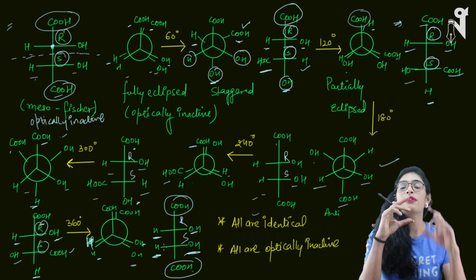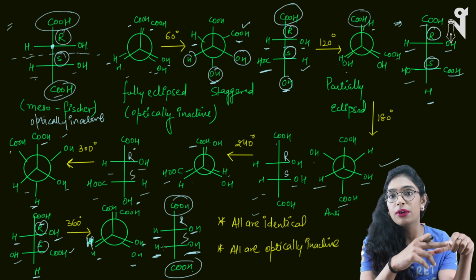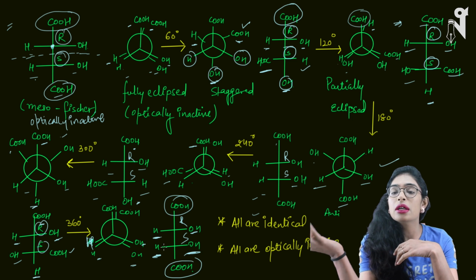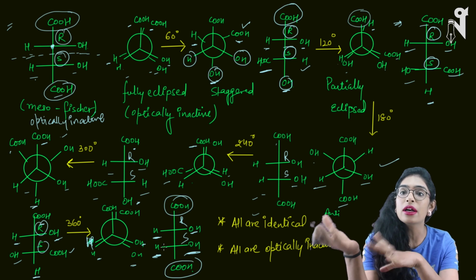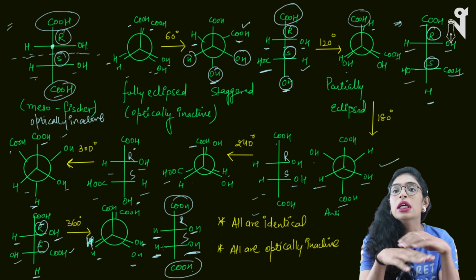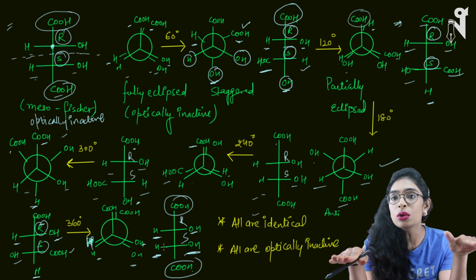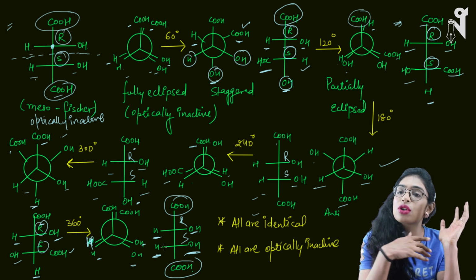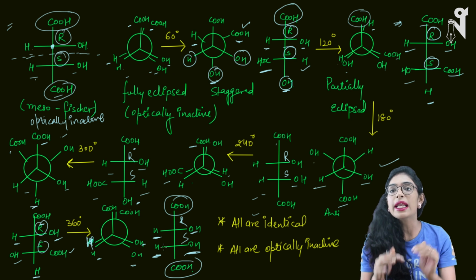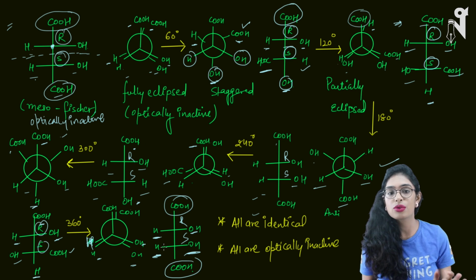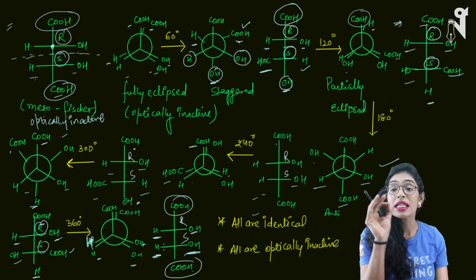So if a compound's Fischer projection has been given, no matter whether you write it in eclipsed form, staggered form, or whatever form, if the molecule is meso and optically inactive, the rest of all the representations are also going to be meso and optically inactive, no question about it. So we have seen a representation over here just now.